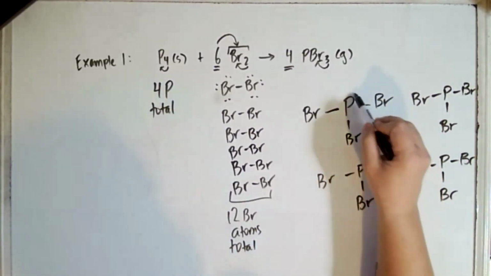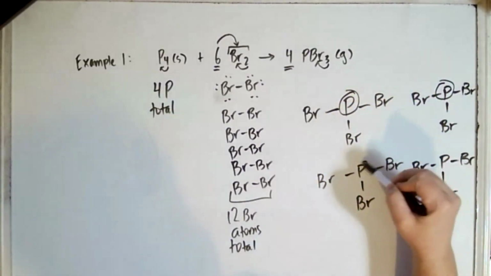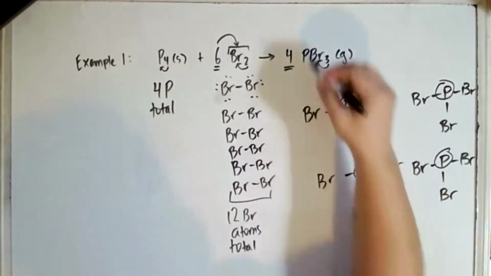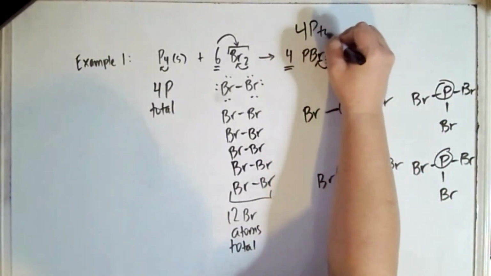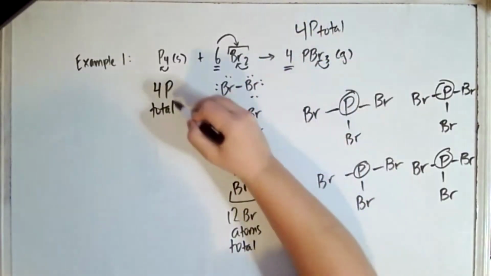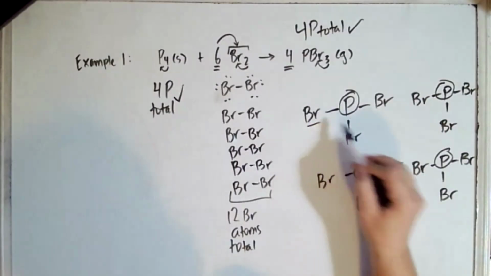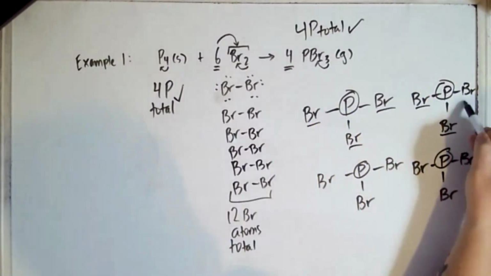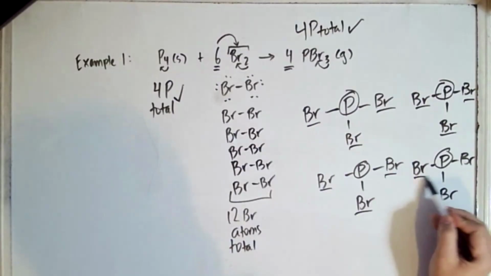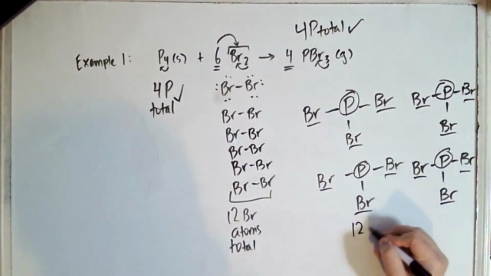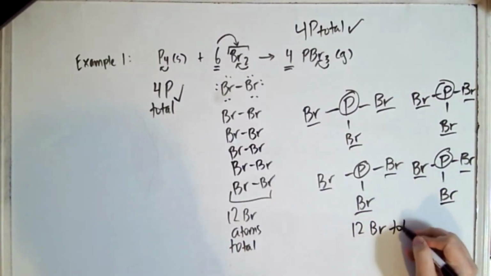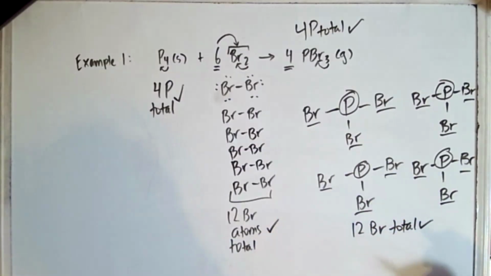So for our phosphorus, we have 1, 2, 3, 4. Okay, so we have 4 phosphorus total, which matches what we have on our reactant side. And for our bromine, we have 1, 2, 3, 4, 5, 6, 7, 8, 9, 10, 11, 12. And that also matches what we have on our reactant side.